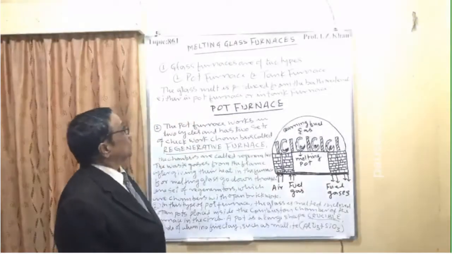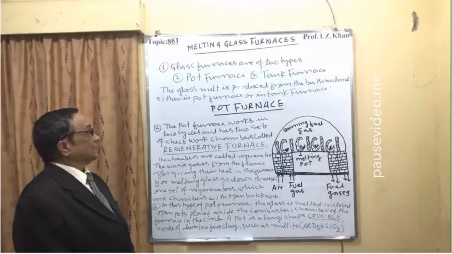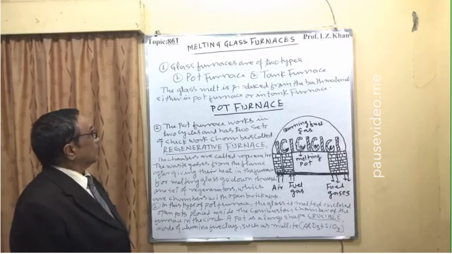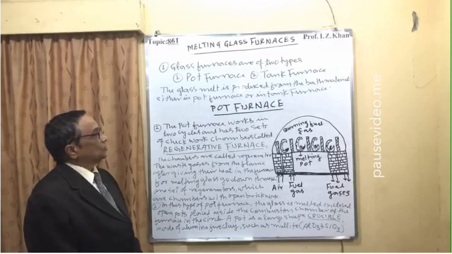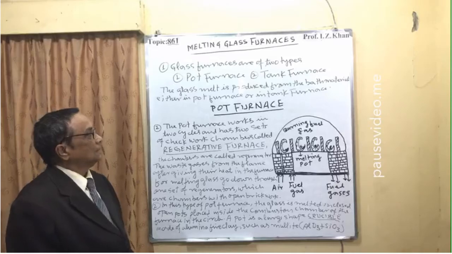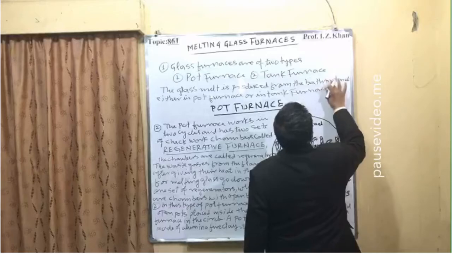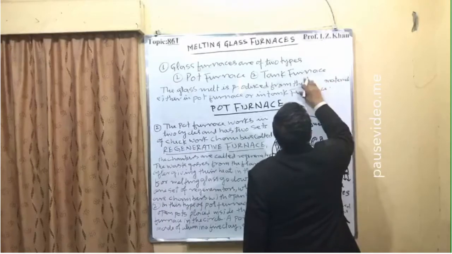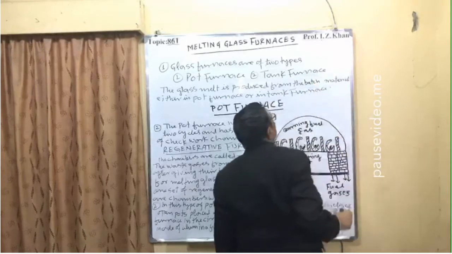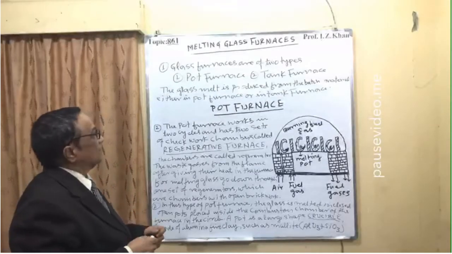So what I have already told you here, number one, the glass furnaces are of two types. One is called pot furnace and the second one is called tank furnace. The glass melt is produced from the batch material either in pot furnace or in tank furnace.